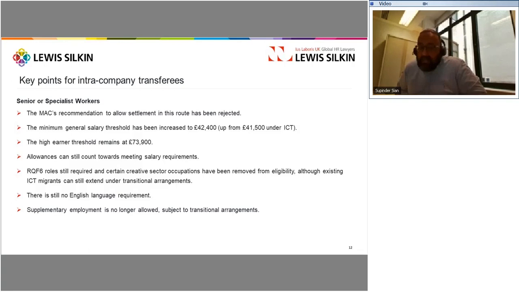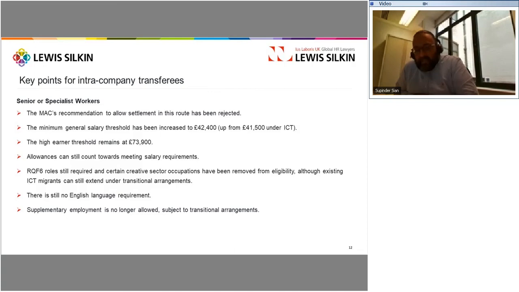Significantly, and remembering, there is a higher skill threshold of the role for senior and specialist workers, so that remains as it did under the intra-company transfer route at RQF level 6, which is equivalent to a degree level role, but remember, applicants do not need a degree to qualify for this role. It's just the skill level of the position that they'll be doing in the UK needs to be that of a degree level role. And remembering, skilled worker, so the new Tier 2 General, has a much lower skill threshold of level 3, which is equivalent to an A-level standard role. Thankfully, there remains no English language requirement for this tier. So if you do need to transfer a colleague from your linked overseas businesses quickly and they're unable to get a test for the skilled worker application, or they don't feel they'll pass an English language test, this is still a very attractive category to bring them to the UK.